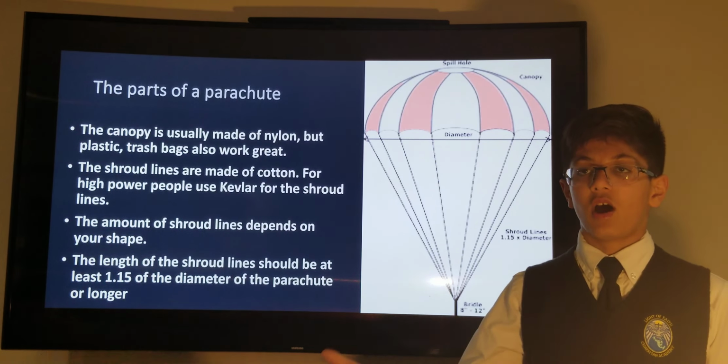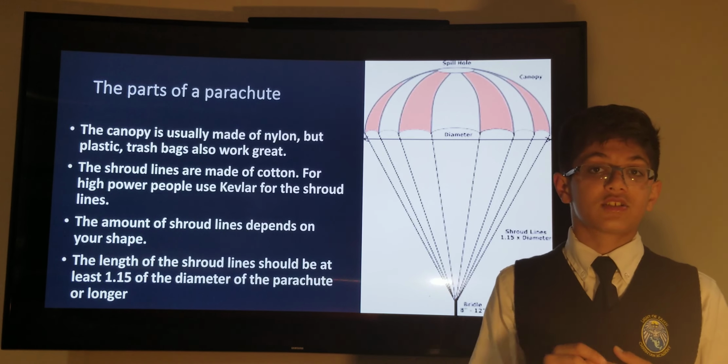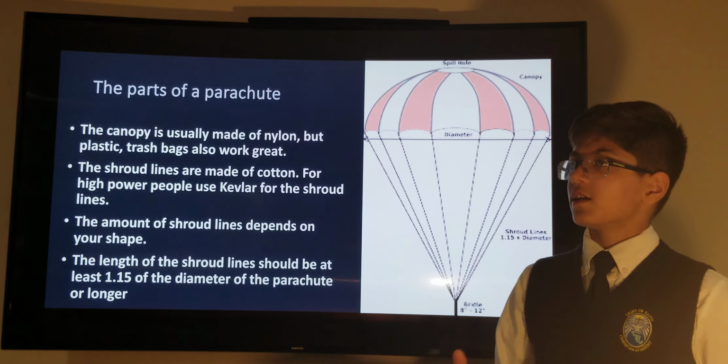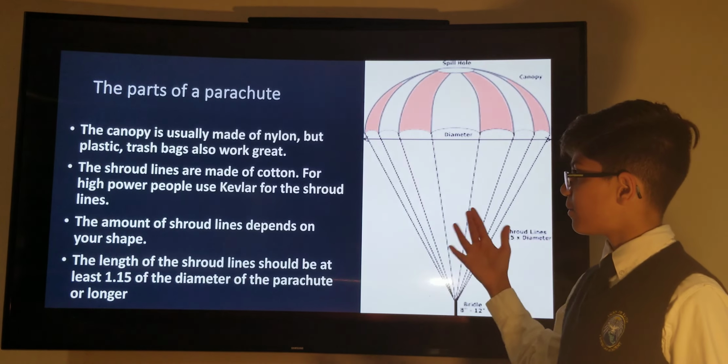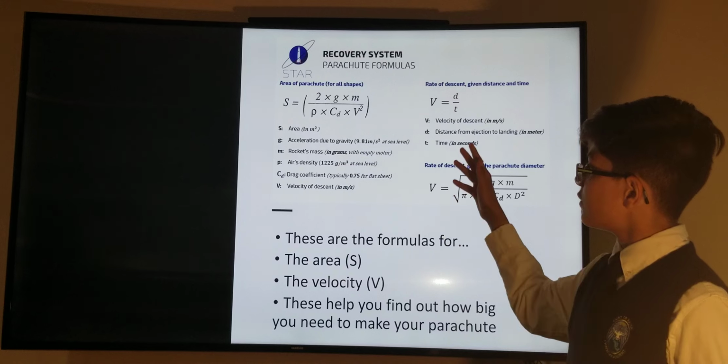And for a circle, you would have 3 or more shroud lines. Now, the shroud lines can't be too short or too long. So you want to have at least 1.15 of the diameter for each shroud line. Now that you know all the parts of a parachute, you need to calculate how big the parachute should be. So these are the different ways to calculate it.